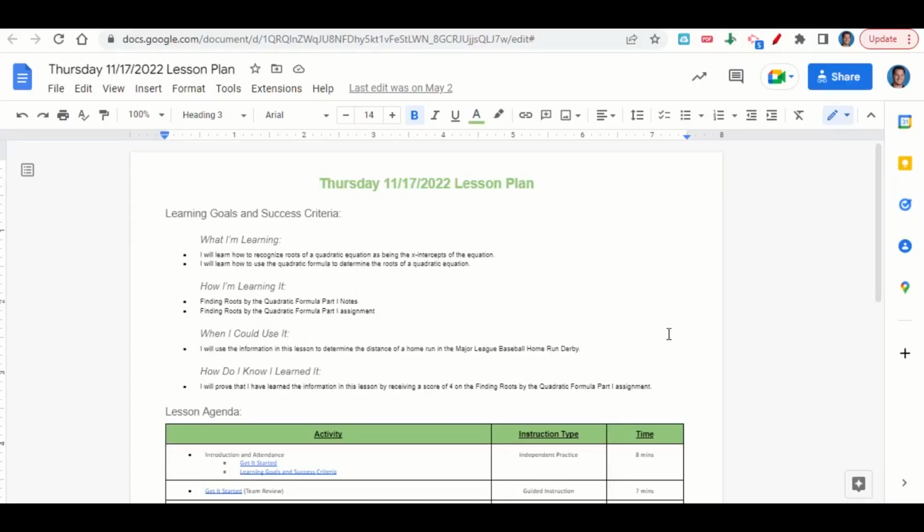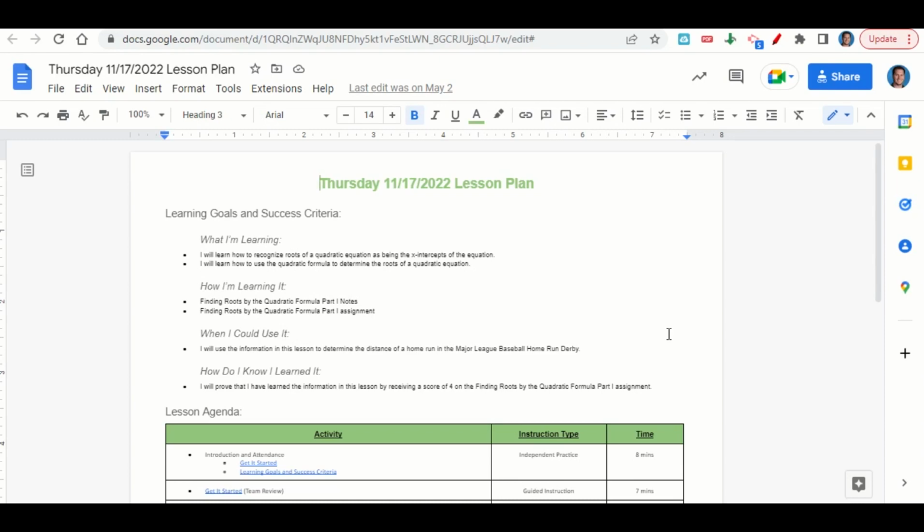Welcome everyone. Let's begin our lesson for today by going over the learning goals and success criteria. First, what are we learning? We're learning how to recognize roots of a quadratic equation as being the x-intercepts of the equations, and how to use the quadratic formula to determine the roots of a quadratic equation.